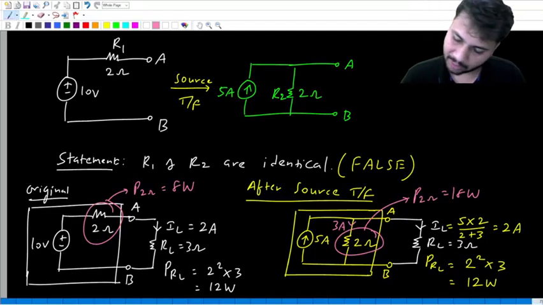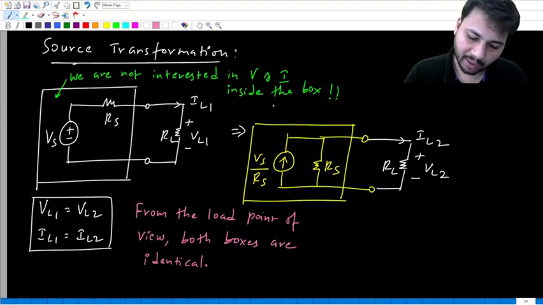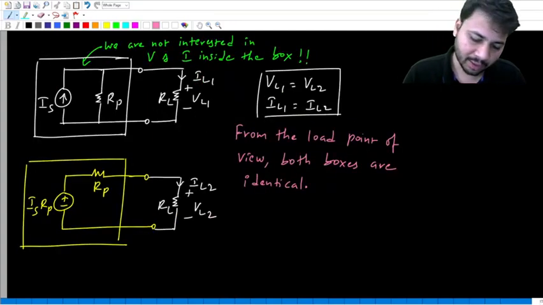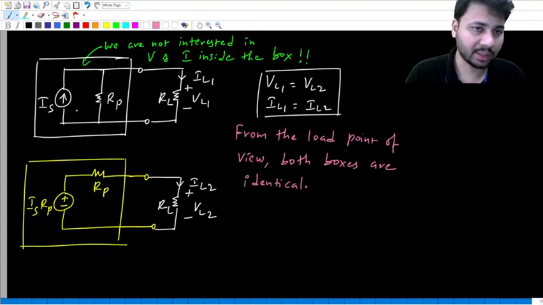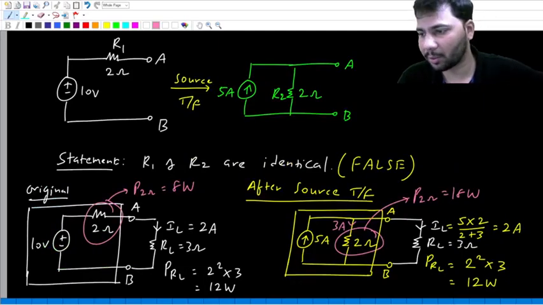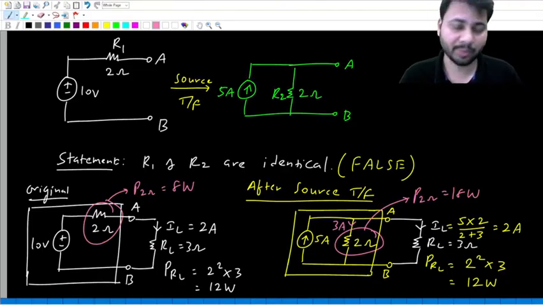That is why earlier, for this case, I clearly wrote: we are not interested in voltage and currents inside the box, then we can do the source transformation. Here also I wrote the same. We are not interested in voltage and currents inside the box, then we can transform this into a voltage source in series with the resistance. So even though the resistance value appears to be the same, the two resistors are entirely different. You can do source transformation only when you are interested in voltage and currents outside that combination.